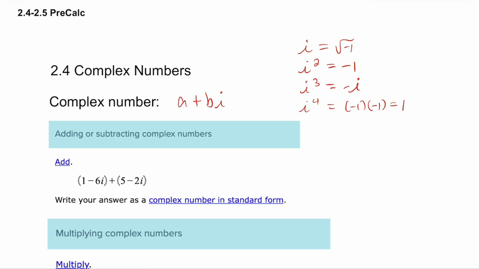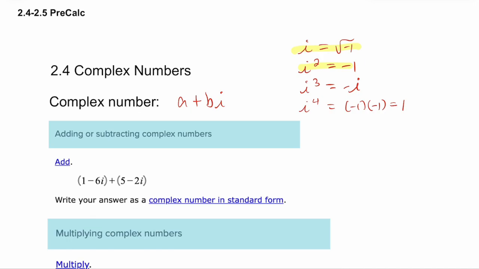So i to the 8th is 1, i to the 12th is 1, i to the 16th is 1. Any power that is a multiple of 4 on an i is always equal to 1. If you have 3 extras, it'll always be -i after you take out all the i to the 4ths. If you have 2 extra, it's going to be -1. If you have 1 extra, it's just going to be i. So this little pattern continues forever and never stops. The ones I want you to make sure that you know are these top 2. Those really are the most important ones to know, because those are the ones that are going to come up here and there depending upon what we're doing.